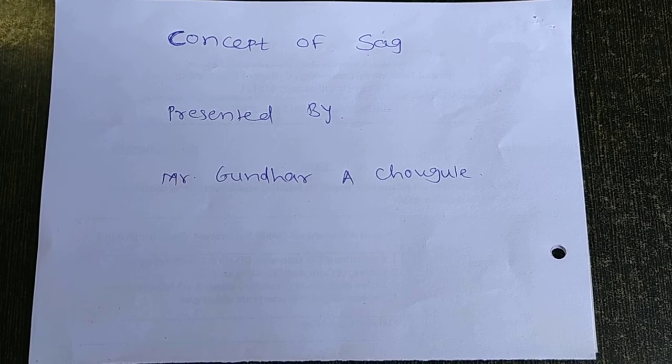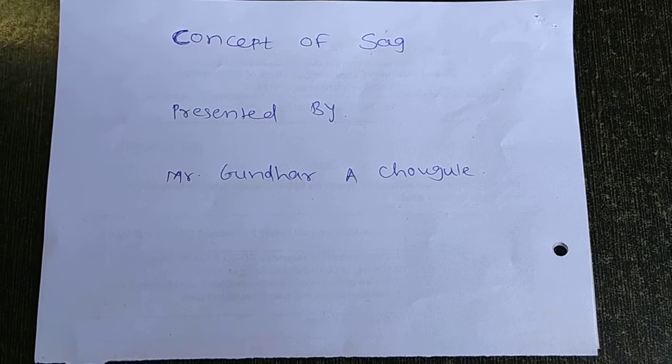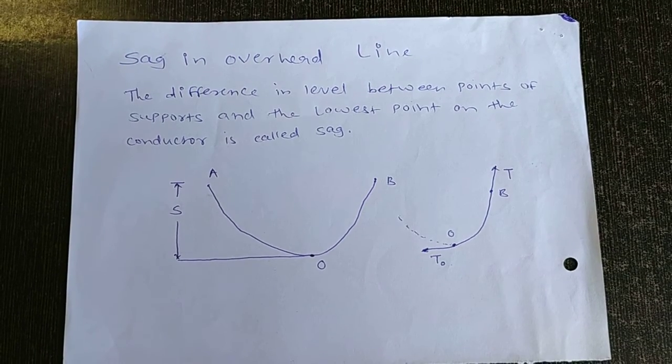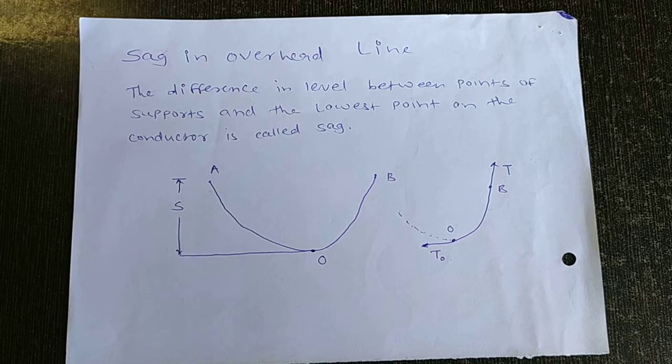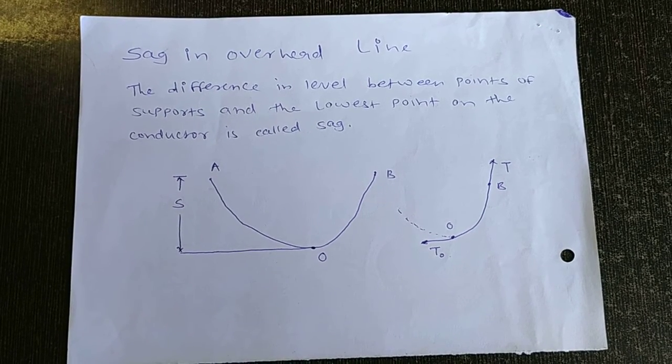Friend, today we have to discuss the concept of sag in the overhead transmission line. Then what is the sag in overhead transmission line? The difference in level between the points of support and the lowest point on the conductor is called as sag.